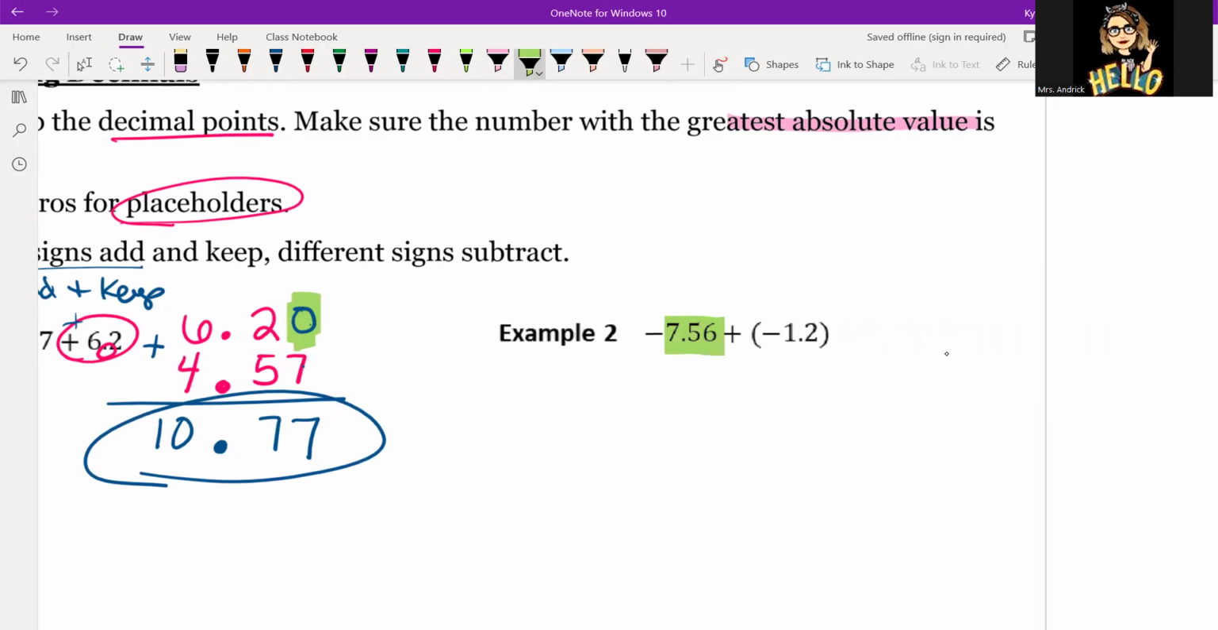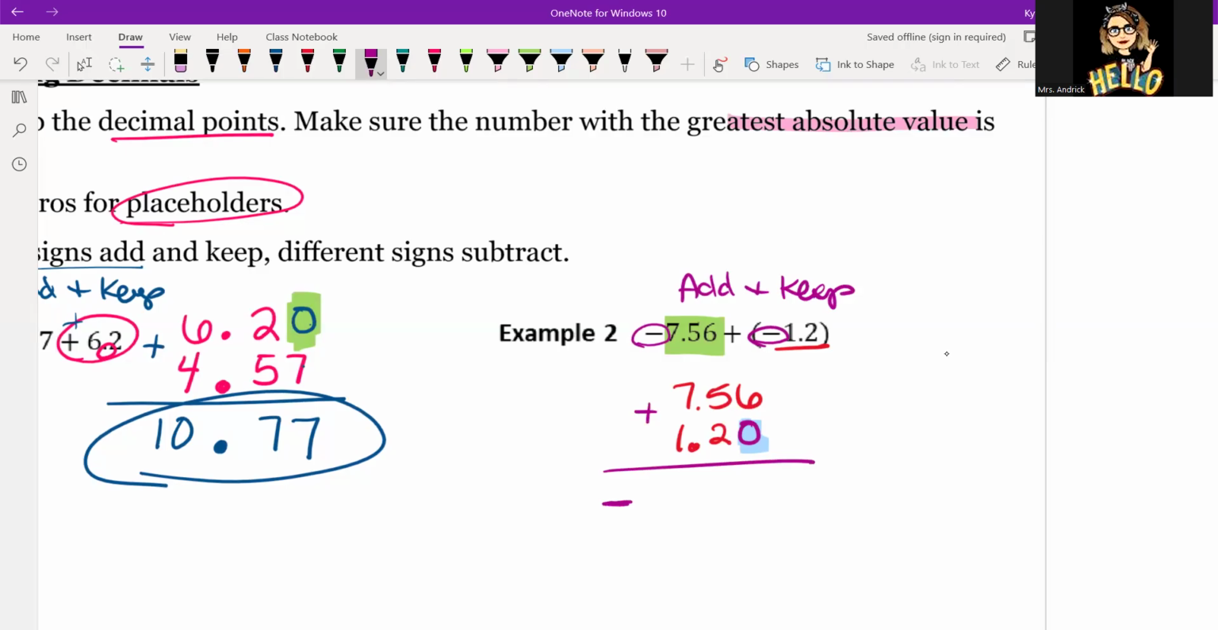Okay. So again, we figure out which one has the greatest absolute value, 7.56 or 1.2. Well, 7.56 goes on top. 1.2 we line up underneath. Then we fill in any placeholders, any missing things. There's no number here, so we're going to put a 0. And then we have to figure out if we're adding or subtracting. Well, this is negative and this is negative, so we're going to add and keep.